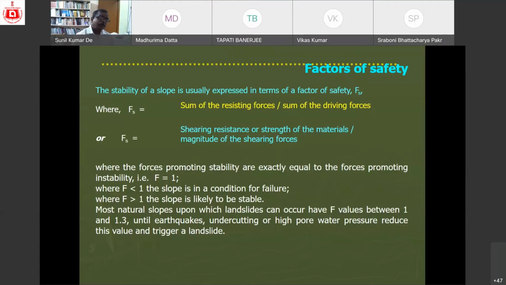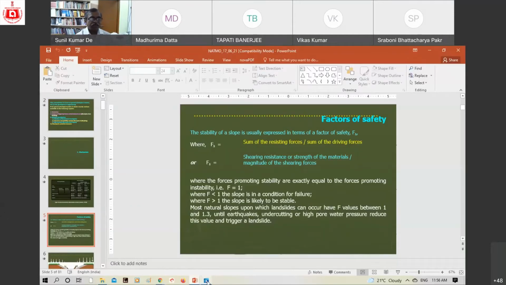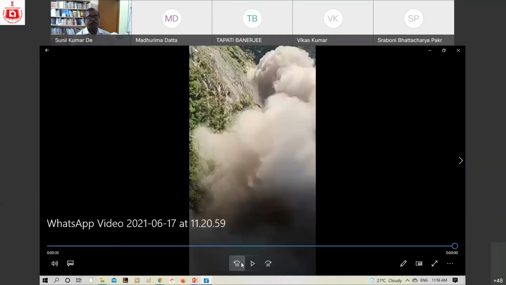Whatever the factors or causes responsible, if the ratio does not go below 1, it is hardly possible for any type of landslide to occur. Madam was just speaking about Devprayag. I think you have seen this video. Is the screen visible?